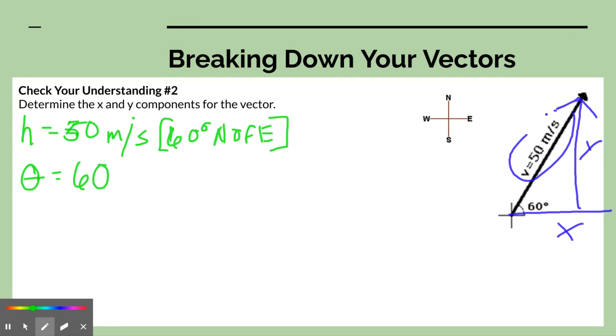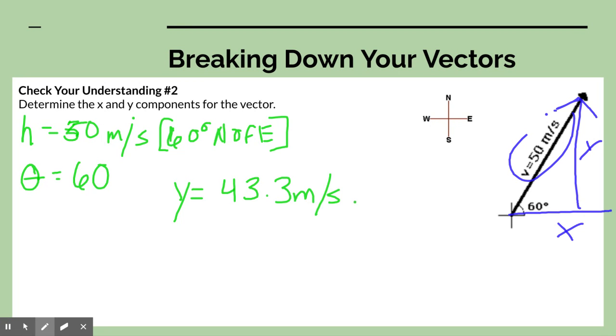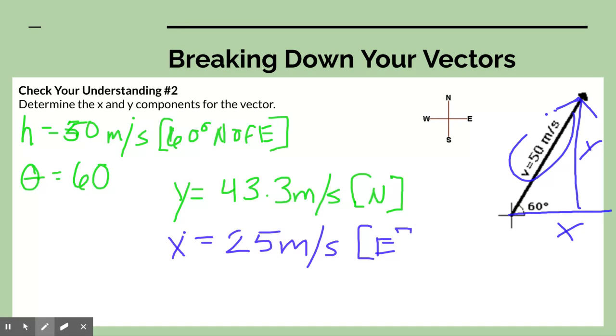So y is going to be equal to 43.3 meters per second to the north, whereas our x is going to be 25 meters per second to the east. Pretty easy, relatively simple. We do have some challenging ones in here, so don't worry.